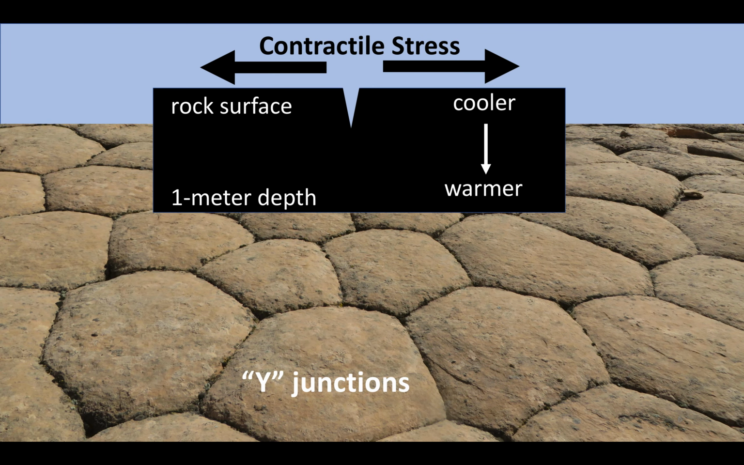So contractile stress was also what opened the fractures in the sandstone. Notice that these are also Y-shaped, but also keep in mind that sandstone, especially the Navajo sandstone, is much weaker than basalt, so less stress is required to open the fractures, and so probably less thermal difference between cool surface and warmer innards.